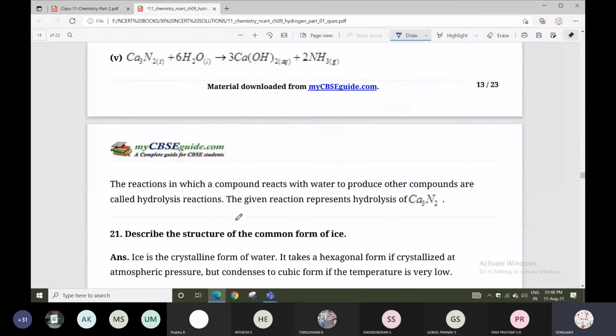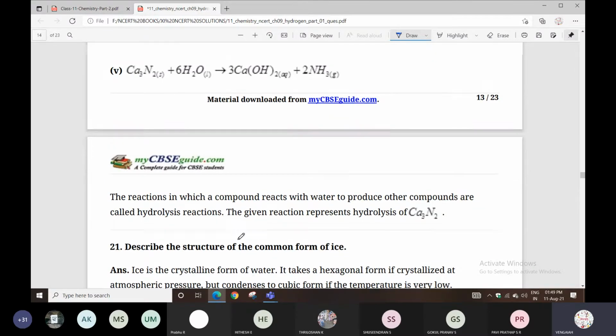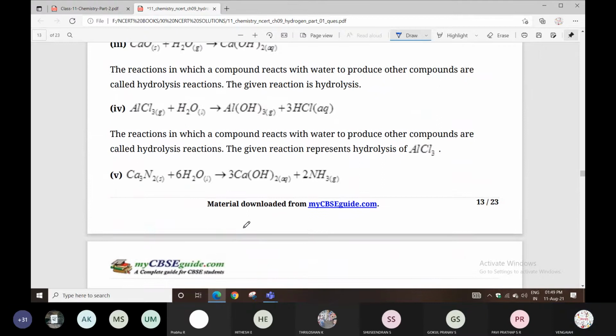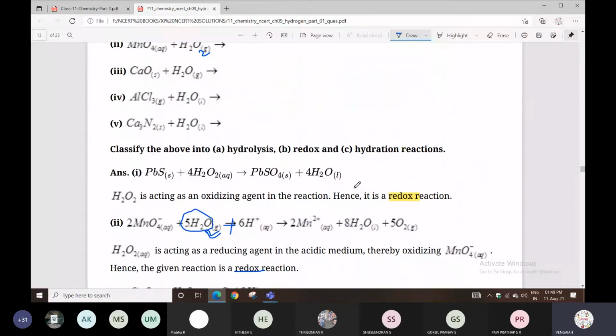Next one is the fifth reaction, also the same thing. The reaction in which a compound reacts with water to produce other compounds is called a hydrolysis reaction. So what is the meaning of hydrolysis reaction? Nothing but a reaction in which a compound reacts with water to produce other compounds. You know the meaning of hydrolysis reaction and redox reaction also.